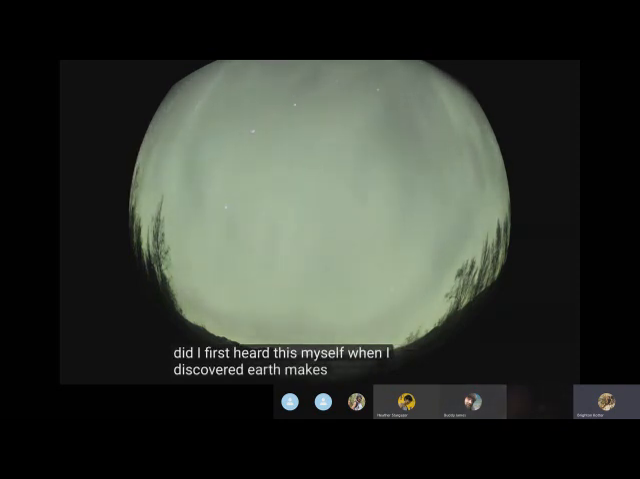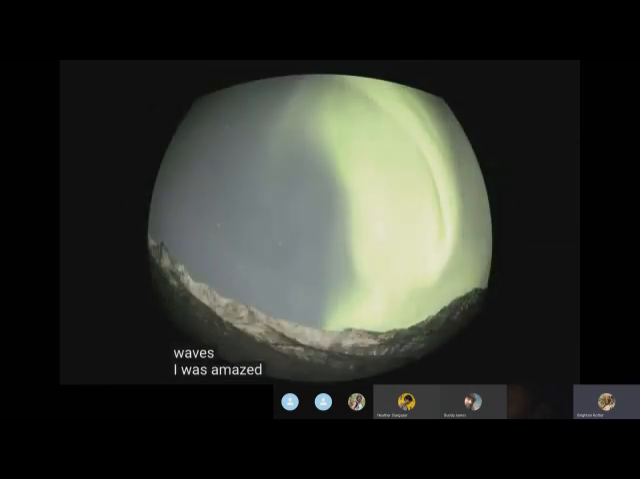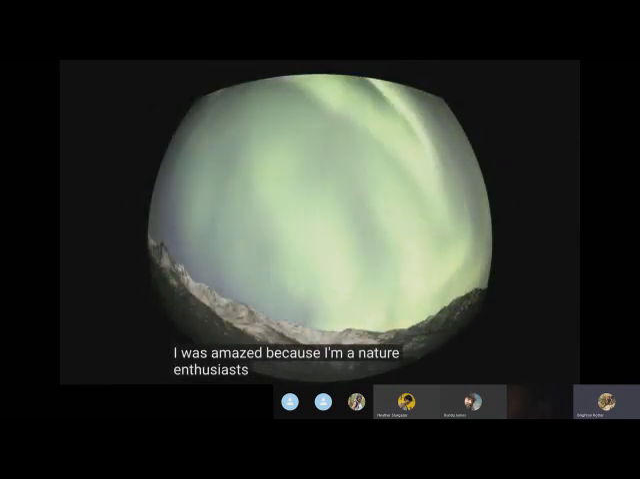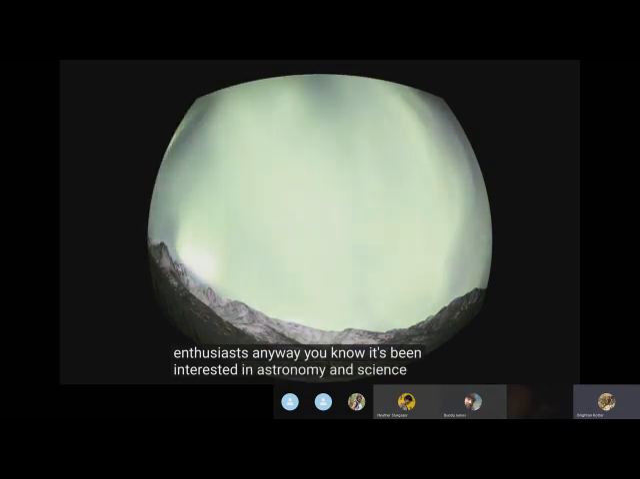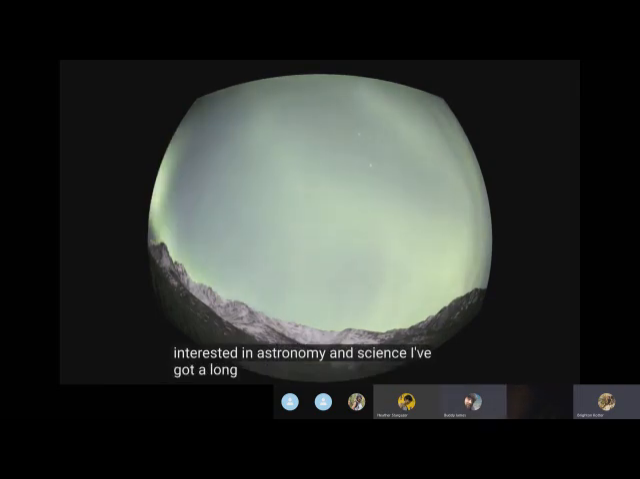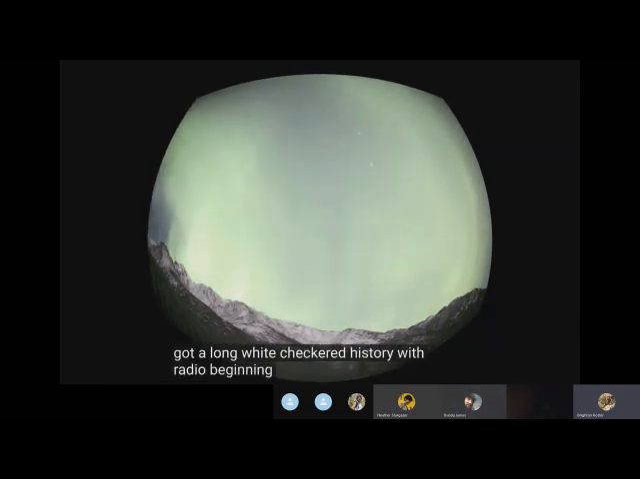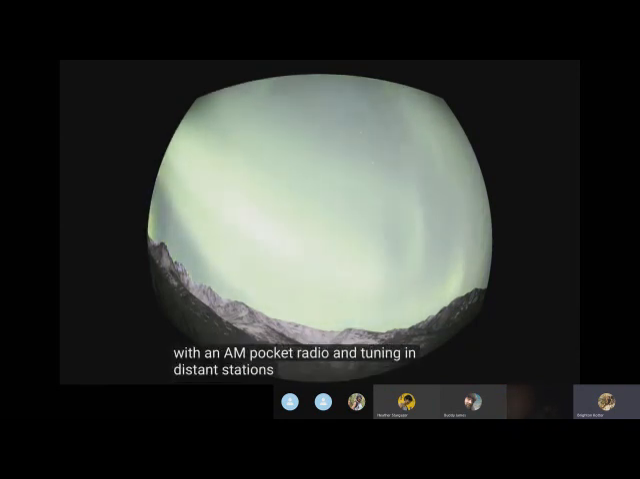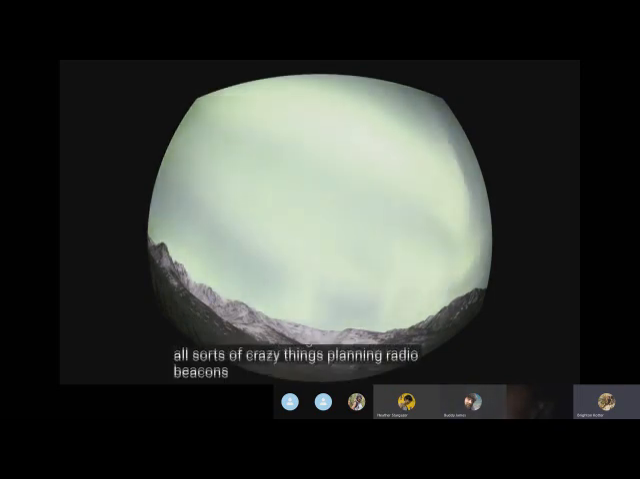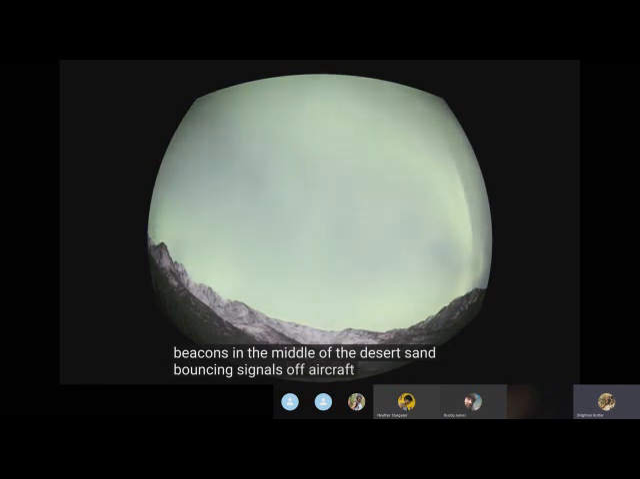When I discovered Earth makes its own radio waves, I was amazed because I'm a nature enthusiast anyway, always interested in astronomy and science. I've got a long, quite checkered history with radio, beginning as a little kid playing with an AM pocket radio and tuning in distant stations at night. And I've done all sorts of crazy things, planting radio beacons in the middle of the deserts and bouncing signals off aircraft.